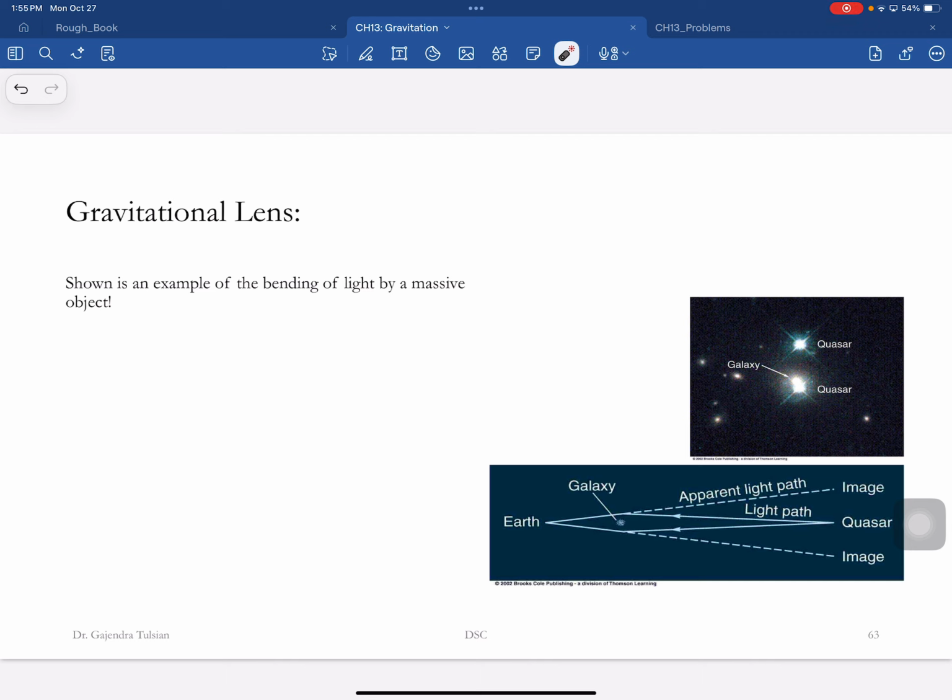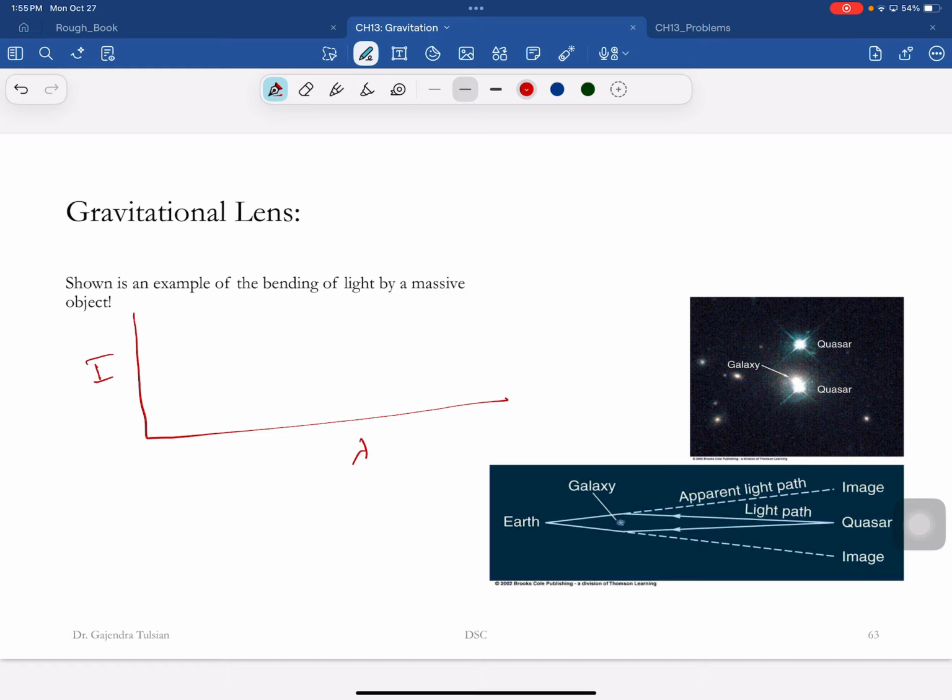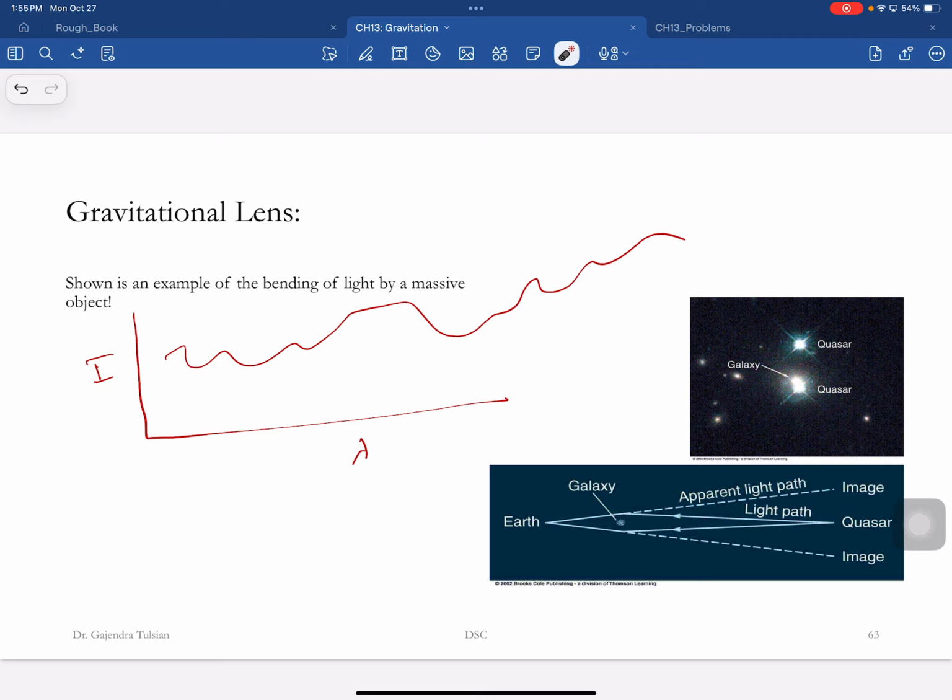What you do is you measure the intensity of light with wavelength. This is called a spectrum. Let's say it looks like this. Now I'm doing a simplified picture. You do that for this object, and it's exactly the same. It's very unlikely that two different objects would have that, so it's the same object.